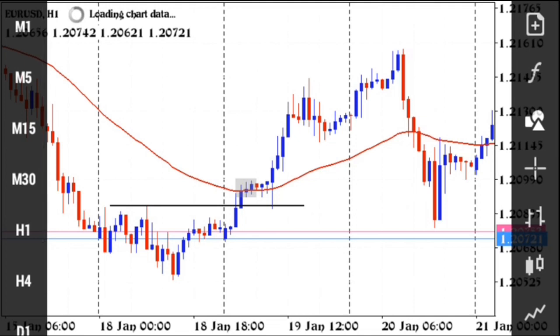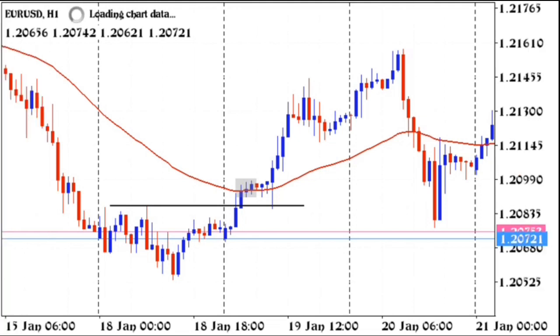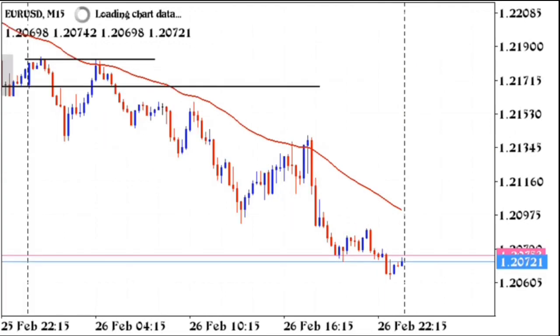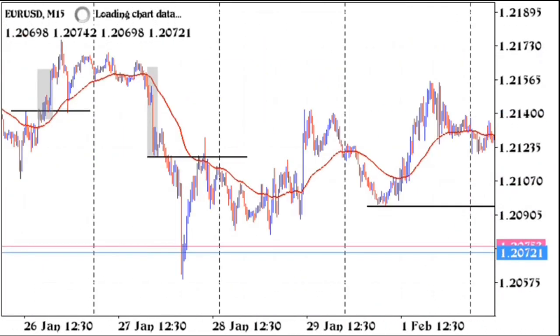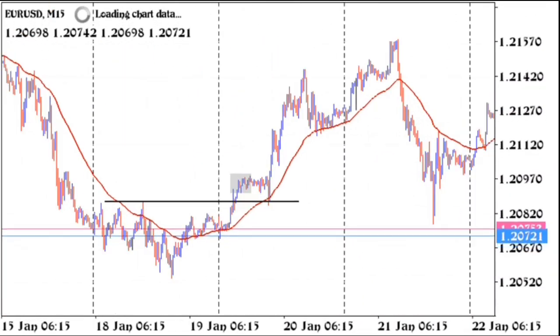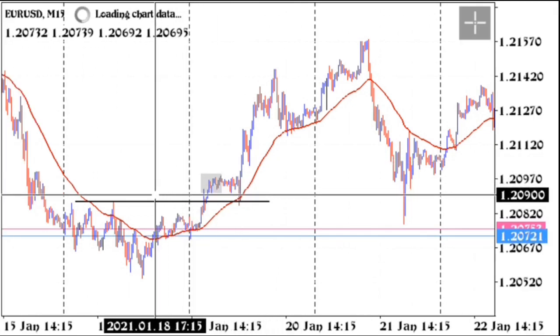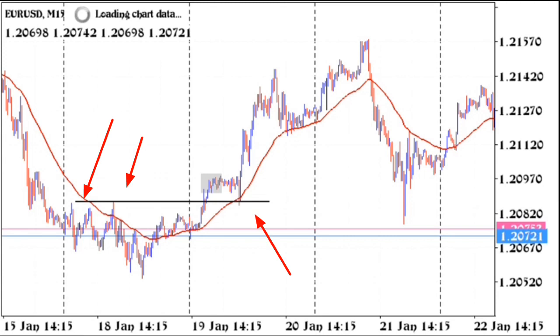So having seen this bullish candle close above your 50 moving average on the H1 time frame, you quickly switch over to 15 minutes time frame. On the 15 minutes time frame, you look for a previous resistance zone that could hold as a support zone in the future.